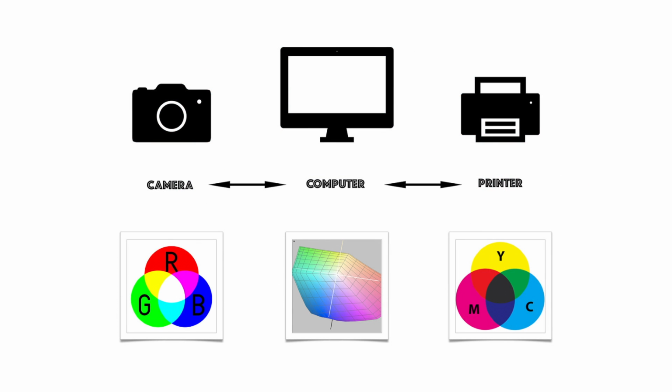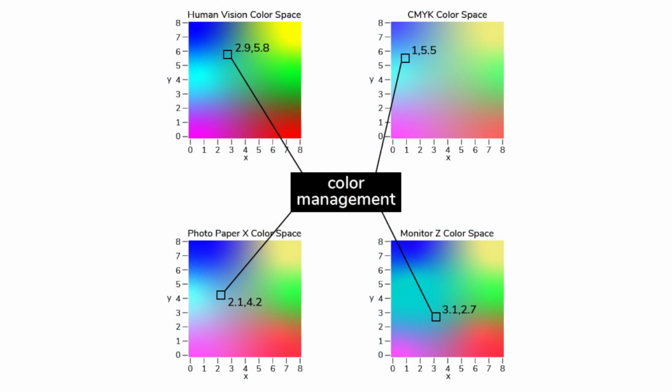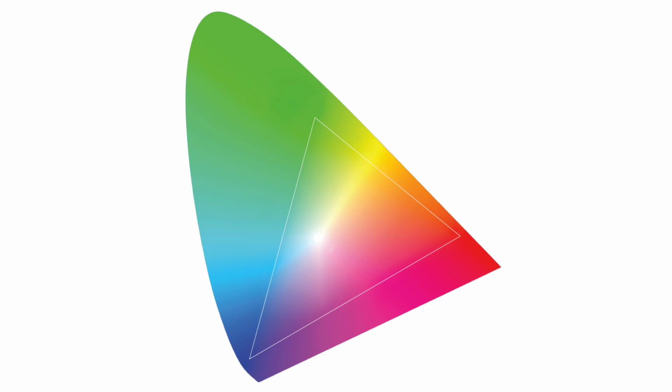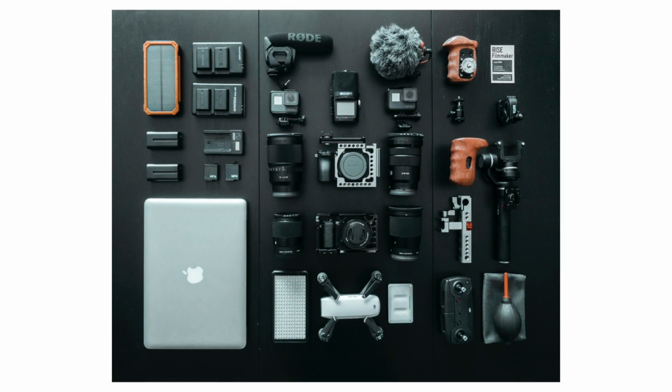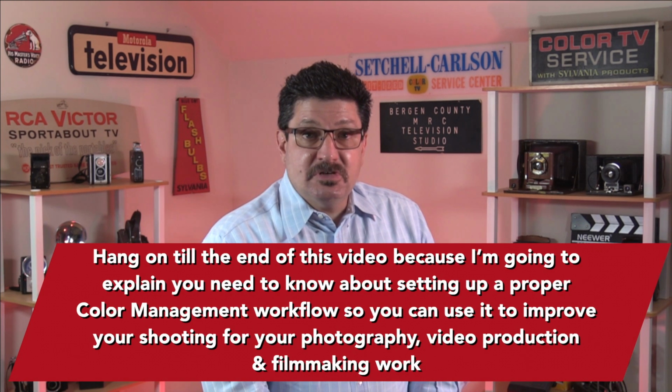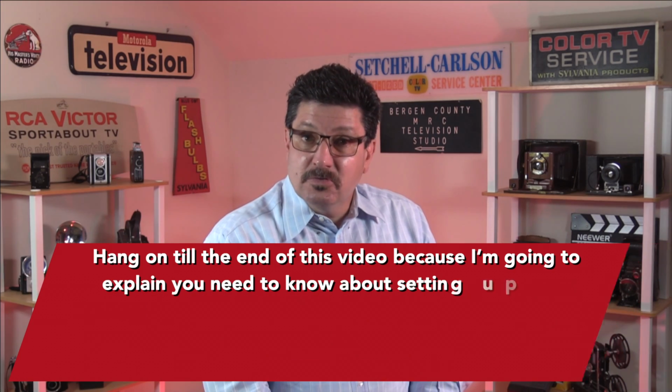Color management is one of photography and filmmaking's most important skills. It's also one of the most difficult skills to master. A good color management workflow includes knowing the various color gamuts and color spaces, the capacities of your hardware, and how to get the most out of it all. And there are likely to be a few surprises along the way as well. Hang on to the end of this video because I'm going to explain everything you need to know about setting up a proper color management workflow so you can use it to improve your shooting.